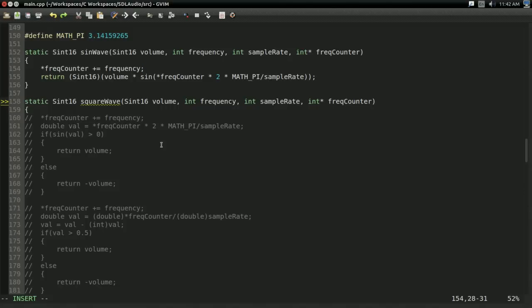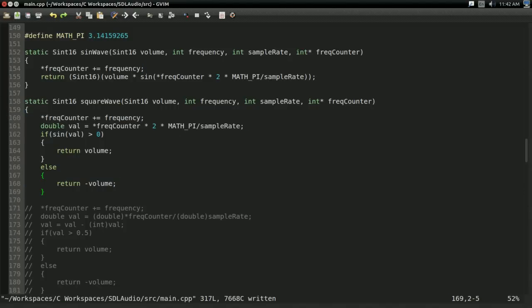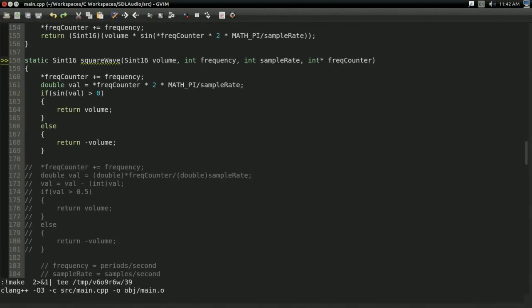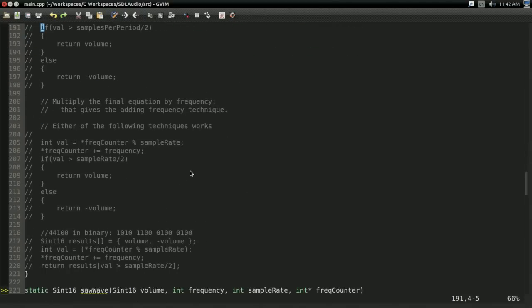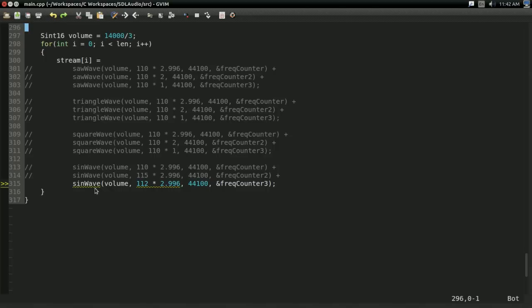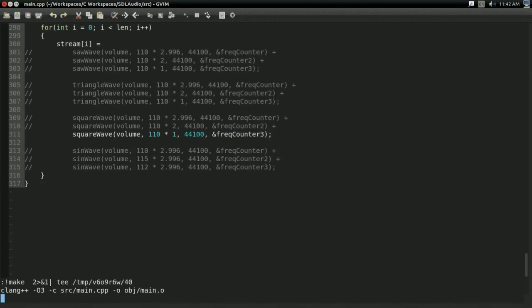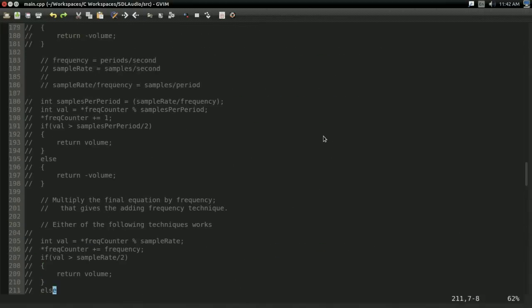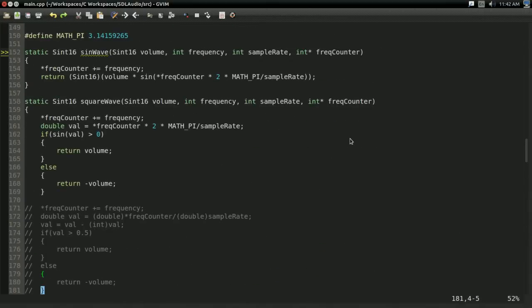So in this case, I tried to prove it worked for a square wave, because if I essentially clamp the sine wave so that if it's above 0, it returns volume, otherwise it returns negative volume, that should generate a square wave. And if I comment out this function... Oh, right. I also need to actually play the square wave. Excuse me, that was another sine wave. So if I do that, then I've proven that this works. I can generate a square wave with this technique as well.